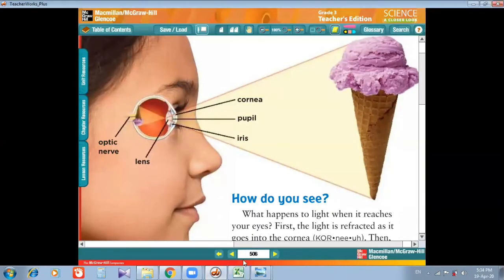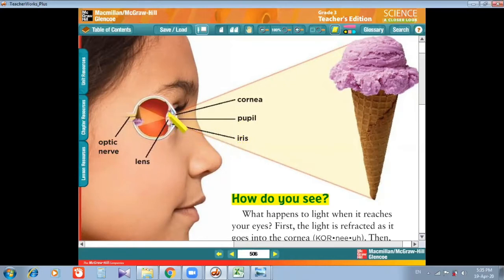Now we come back to our topic. I want you all to open page number 506. On this page we have the topic, how do you see? Here we have one girl looking at an ice cream, and in the eye we have a few things. Number one, cornea. If you see very closely, this part is called the cornea. Then the other one, see my pointer, this thing is called the pupil, and this area is called the iris.